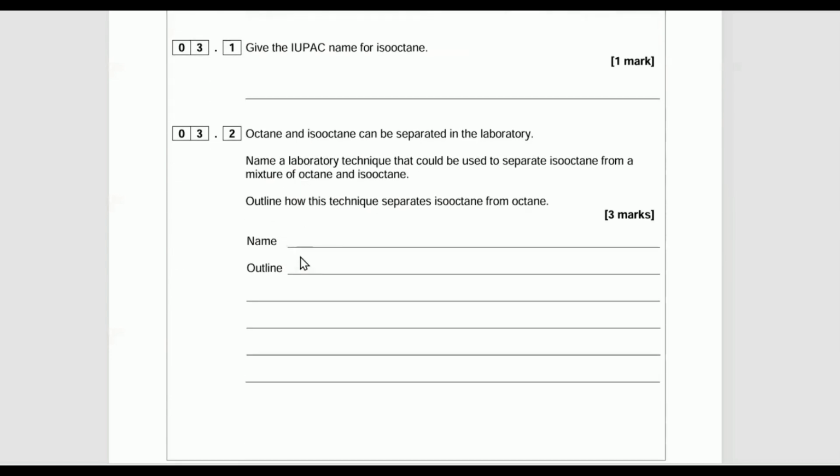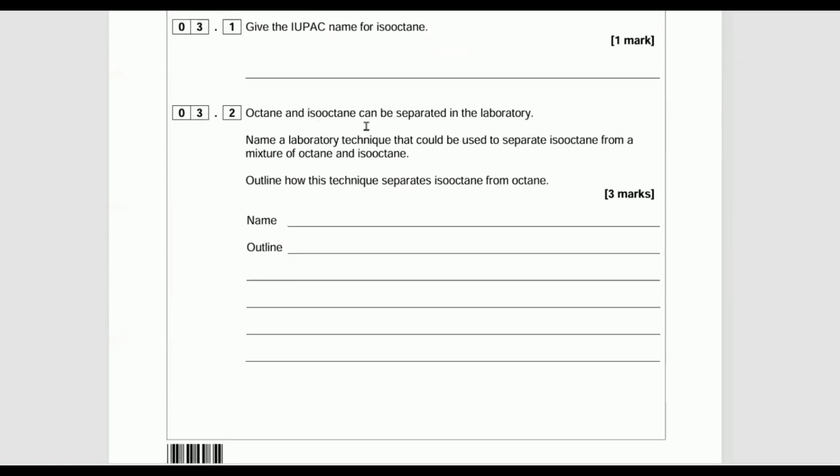So we have here octane and isooctane can be separated in the laboratory. Name a laboratory technique that could be used to separate isooctane from a mixture of octane and isooctane. Outline how this technique separates isooctane from octane. So you guys, 3 marks, lovely.